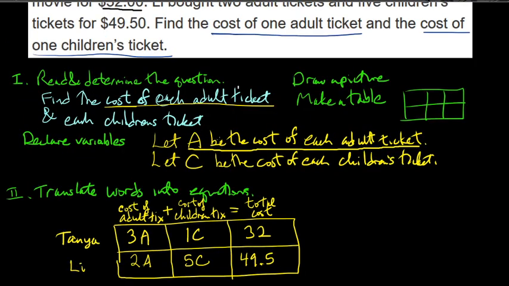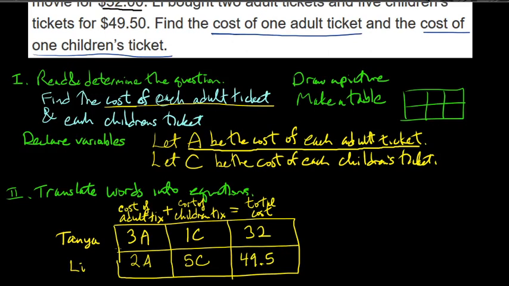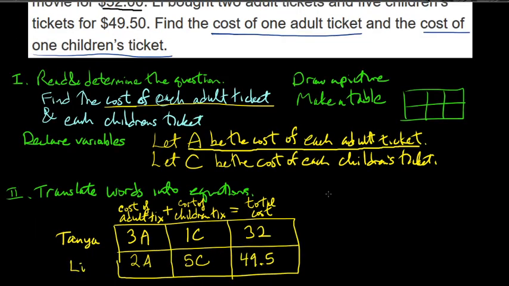All right, so this is just organizing all the information that they have up here in the question, and we're just organizing it in this little table here. Okay, so if you can do that, then the translating part is almost automatic here. So remember, we want to translate all these words up here in the question to equations. Well, remember, it's the cost of the adult tickets plus the cost of the children's tickets equals the total cost. So guess what we do? We're just going to add the first column, that's 3A, plus the second column, that's 1 times C, and that's going to equal the third column, 32.